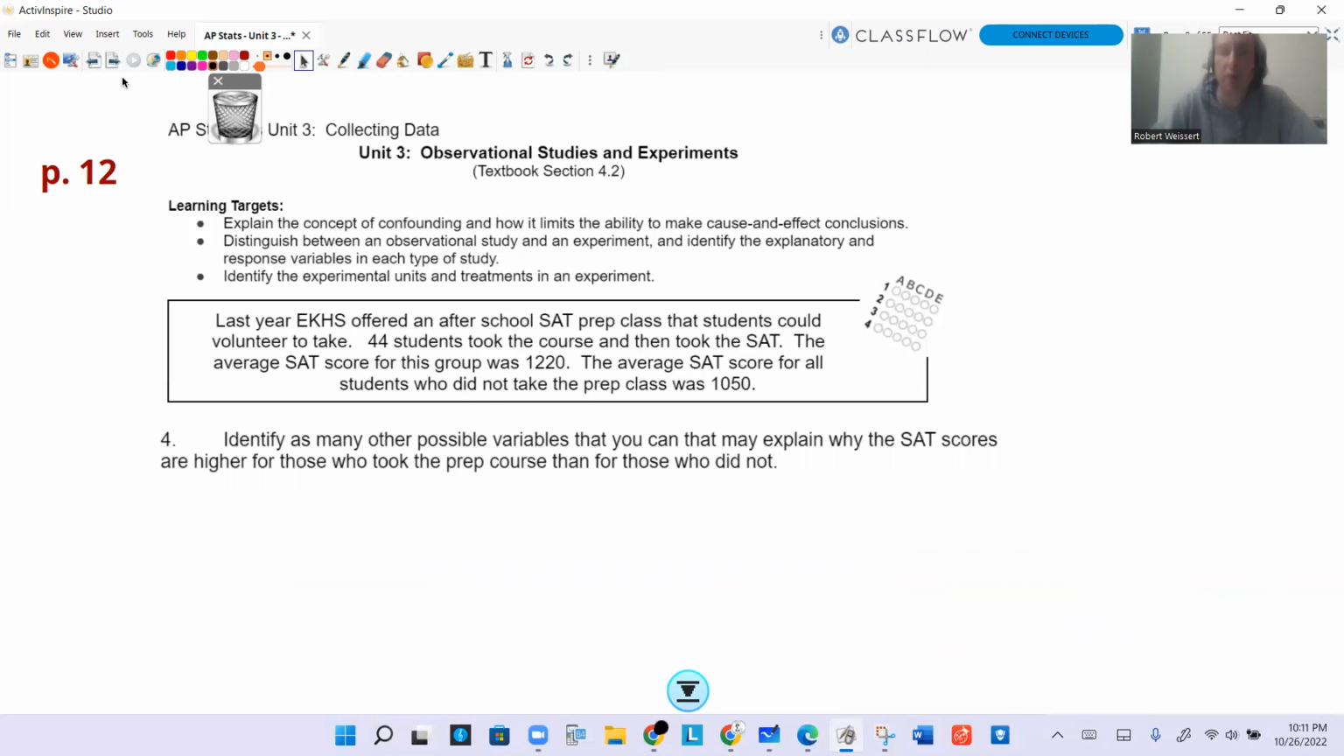So what other possible variables could explain why the SAT scores are higher for those who took the prep course than those who did not? Think about that. What might account for SAT scores being higher for those who took the prep course other than just the prep course alone?